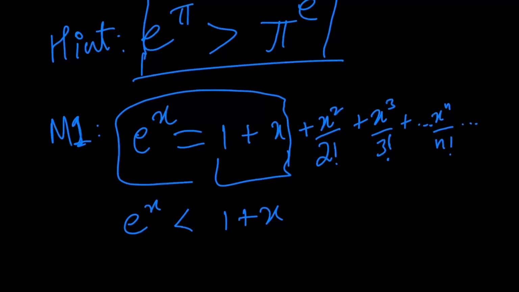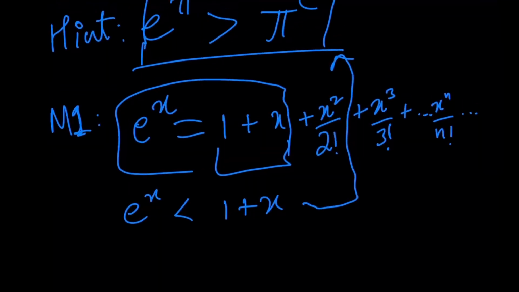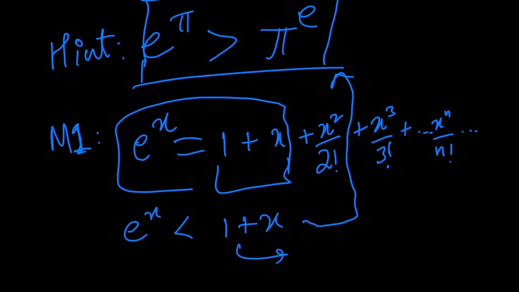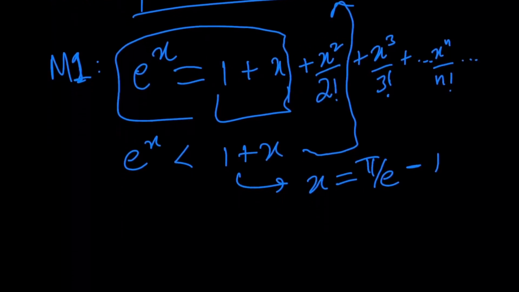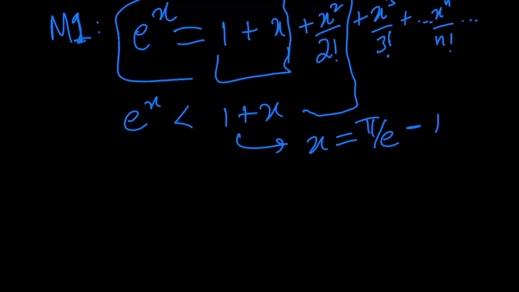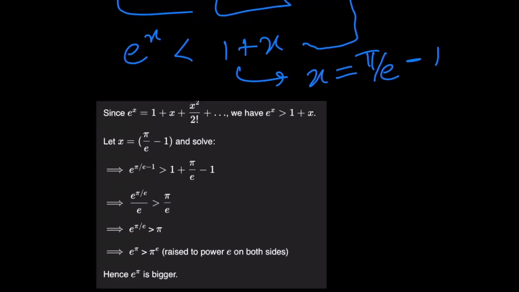And now try to think of a value for x which would help us come to this kind of relation. And with a bit of thinking, it might start to become obvious that x should be put as pi by e minus 1. Now, what happens here? As soon as you plug in this value, everything boils down real quick. So you soon realize that this is how it ends up looking like, and you prove that e to the power pi is indeed the greater one. It's greater than pi to the power e.